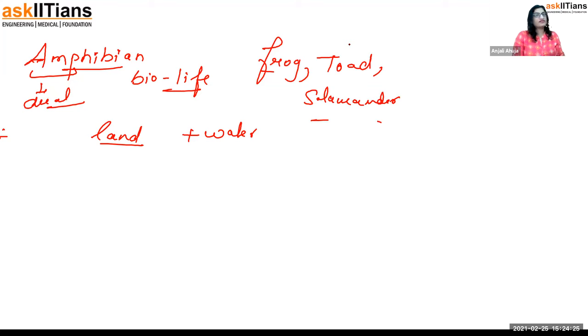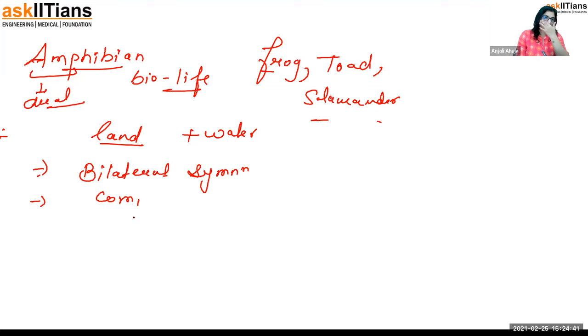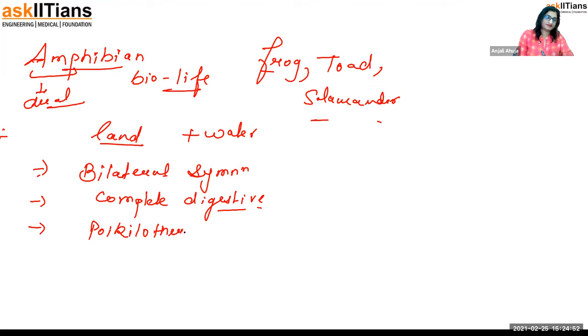Okay, now talking further about their properties, yes, they have bilateral symmetry. You have seen a toad, so you can just write it. That's why I tell an example first. So they have bilateral symmetry. They have a complete digestive system. They are cold-blooded animals. Their skin is smooth and without scales.